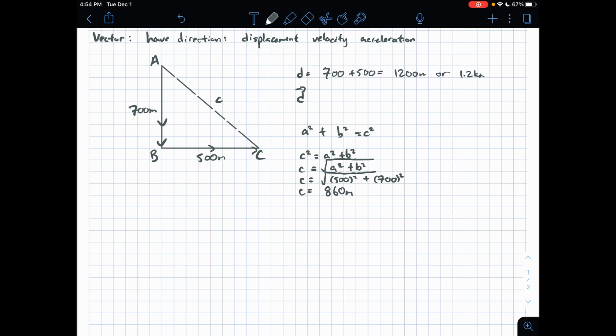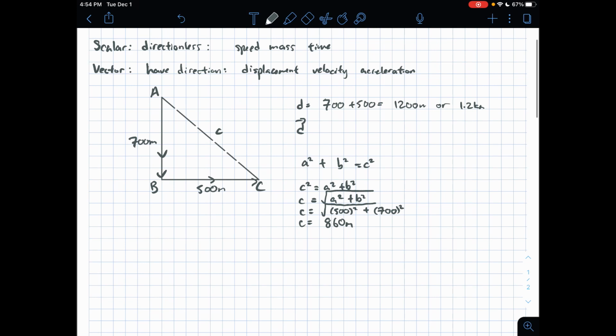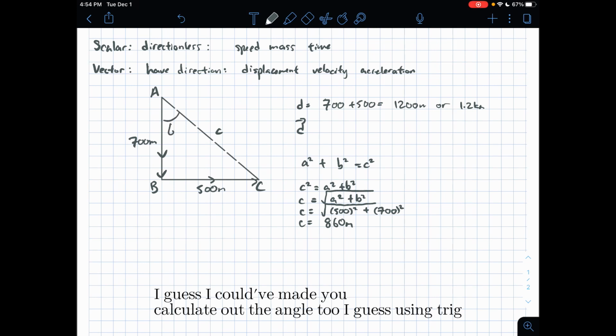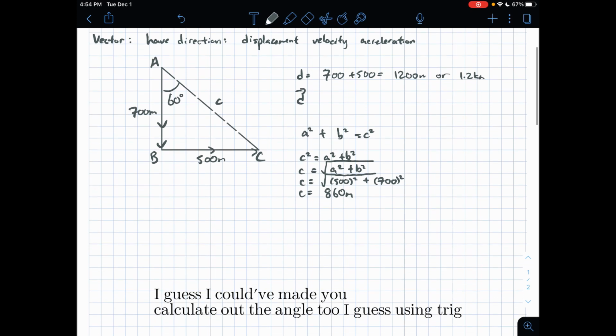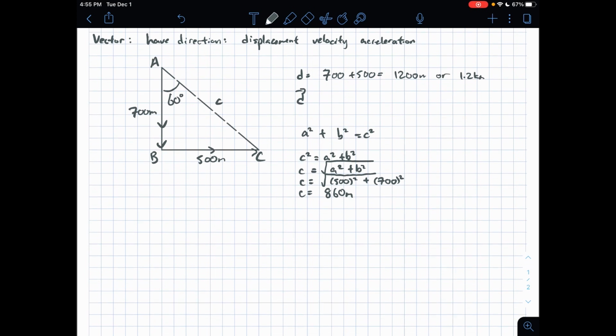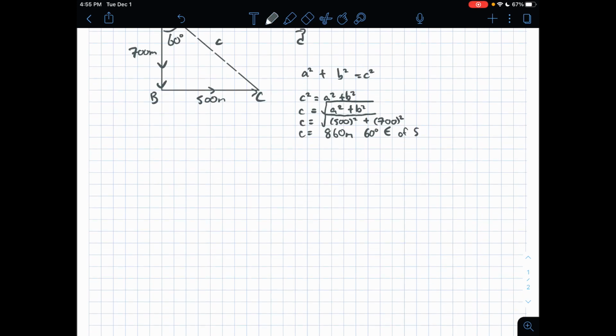And of course, we said vector quantities have direction, so we have to add that in. In this case, let's say this angle is 60 degrees. So how we would say this is, this would be 60 degrees and the person is going south and then going east. So it would be 60 degrees east of south. So that tells you the direction of where it's headed, and that tells you the quantity of how much it got displaced. Okay, so what about speed and velocity?